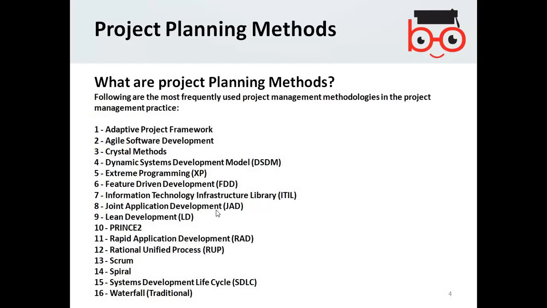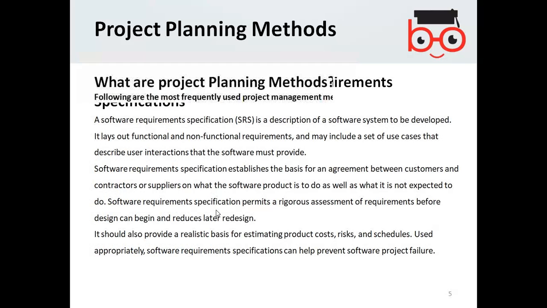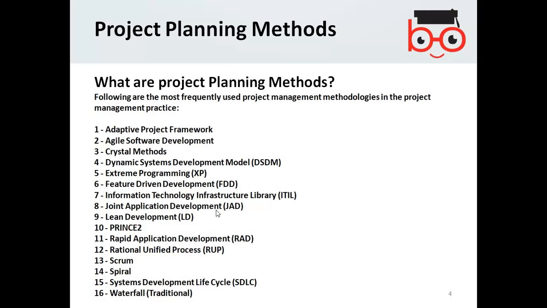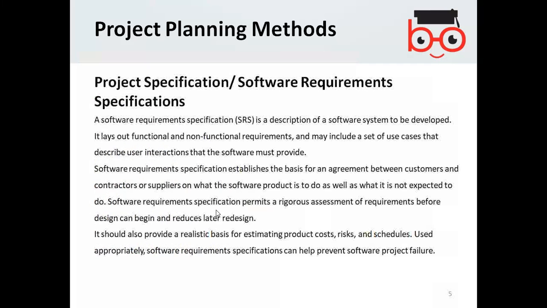Now we look at the core components of the project planning. The method itself is important, and the next is the project specification or the software requirement specification, which is more important in the project planning. That's the first component. The software requirement specification is a description of a software system to be developed.